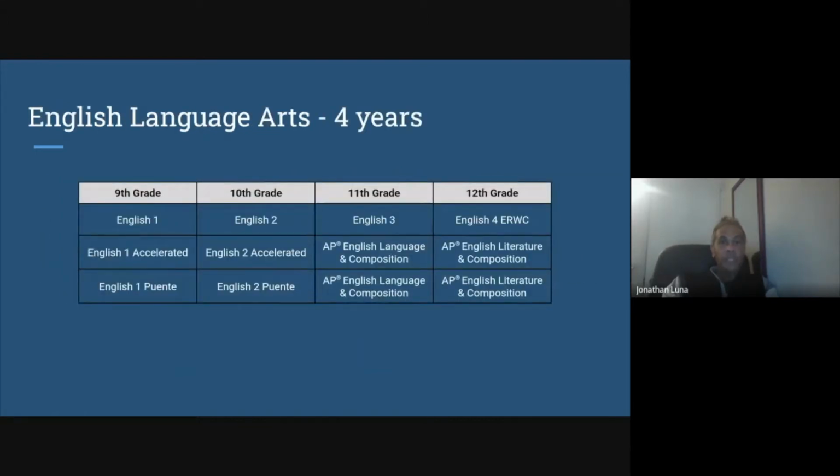Now, English and language arts, 4 years. As you can see there are 3 paths there. So for example, in 9th grade, you will be taking English 1, in 10th grade, English 2, 11th grade, English 3, and then 12th grade will be English 4, expository reading and writing composition.